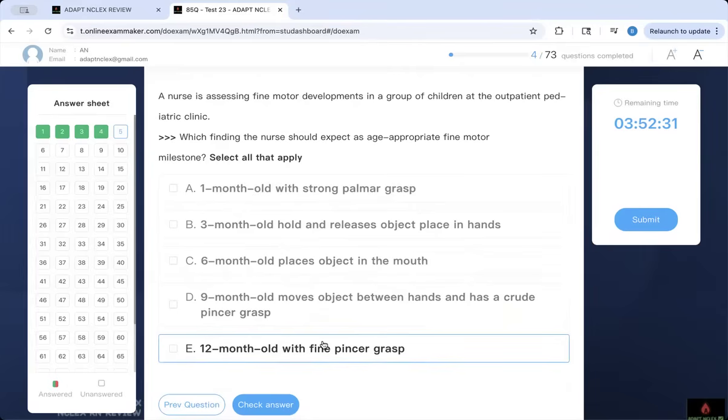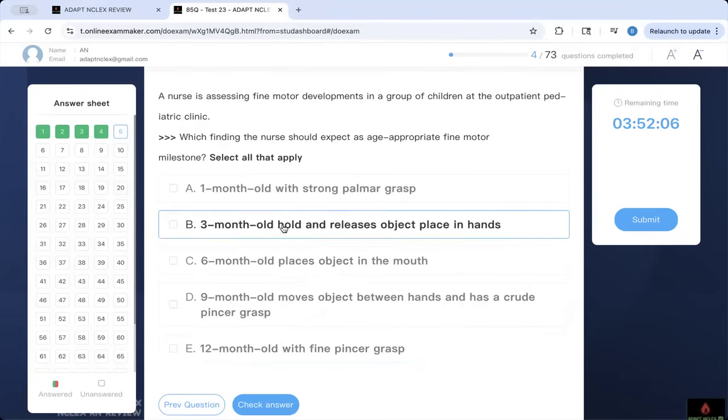And this is assessing fine motor development in a group of children at an outpatient pediatric clinic. Which finding should the nurse expect as an age-appropriate fine motor milestone? Pediatric health promotion milestone. What do you know? Pay attention to the key age milestones, and I've given them to you: 1, 3, 6 months, and 12 months. Which one is appropriate? A 1-month-old will have a strong palmar grasp.